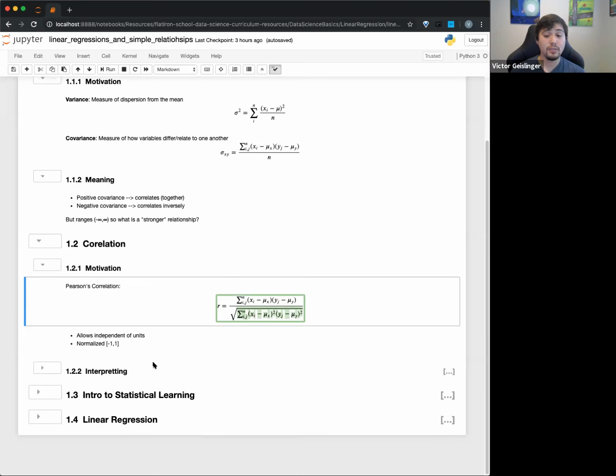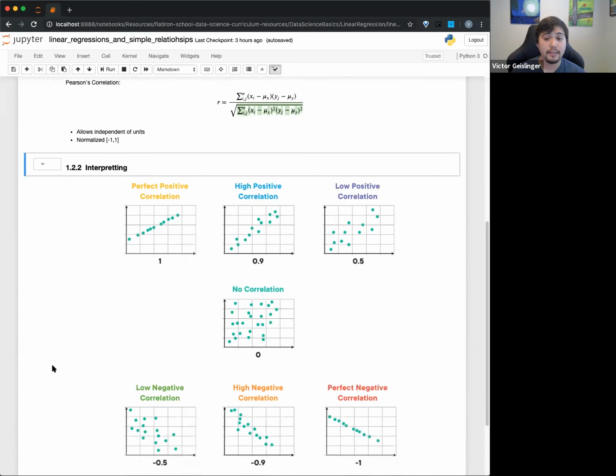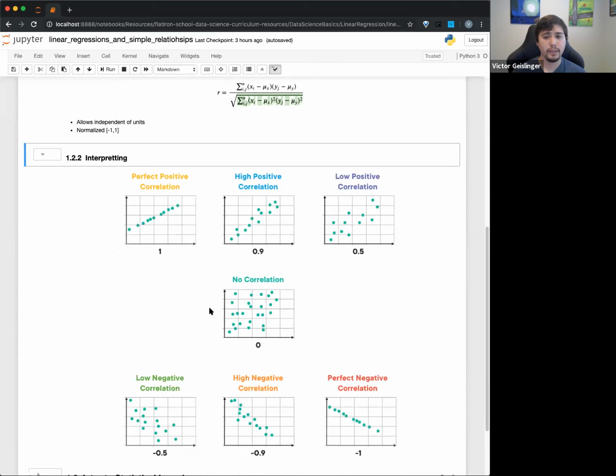And this allows us to not consider the units. If we're considering dollars or number of rooms, it'll always be scaled down between -1 and 1. So we can now interpret this correlation. And this classic figure, I think, is actually directly from the curriculum itself.